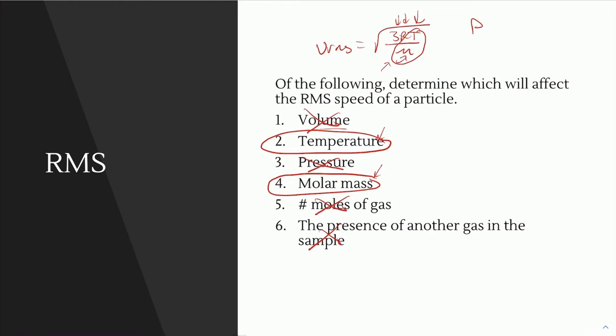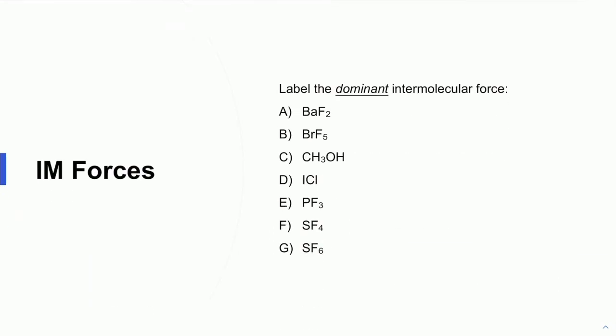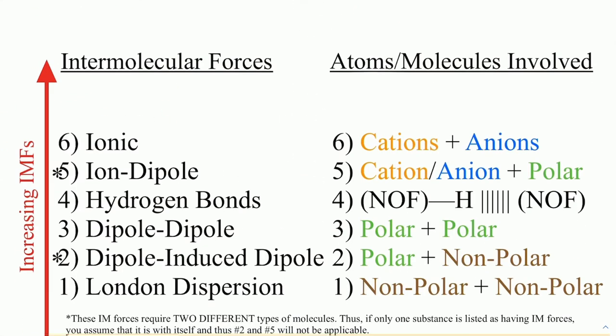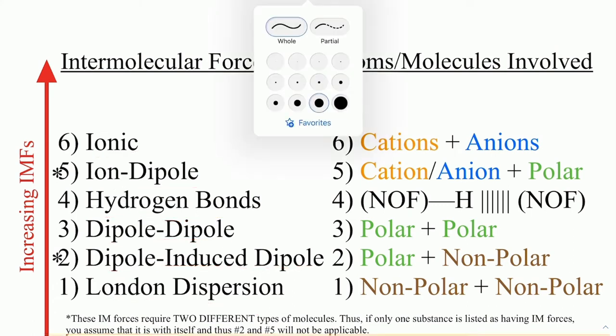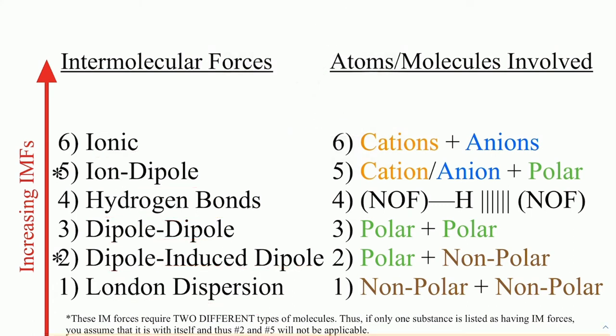All right, now we're moving on to a totally new concept known as intermolecular forces, IM forces for short. Now, in order to answer a question like this, you have to know all the possible intermolecular forces. And what do they mean by dominant? That means there are intermolecular forces that are stronger than others. So you should know these levels of intermolecular forces. Going from weakest to strongest, we have London dispersion, dipole-induced dipole, dipole-dipole, hydrogen bonds, ion-dipole, and then ionic. Okay, those 6 you should have memorized, or at least be able to understand conceptually and recognize them in a problem.